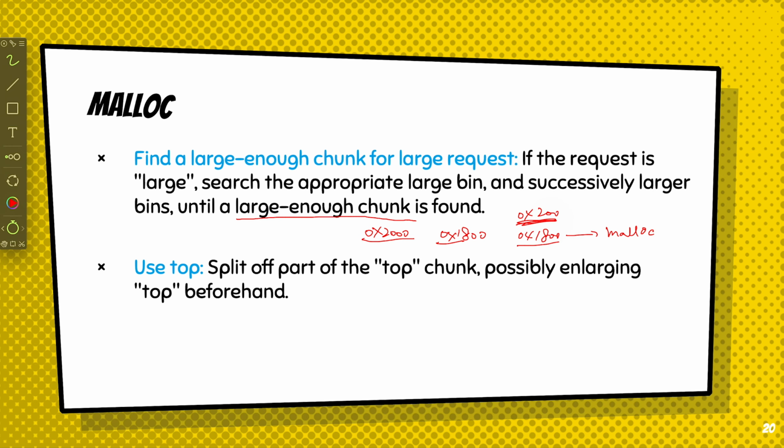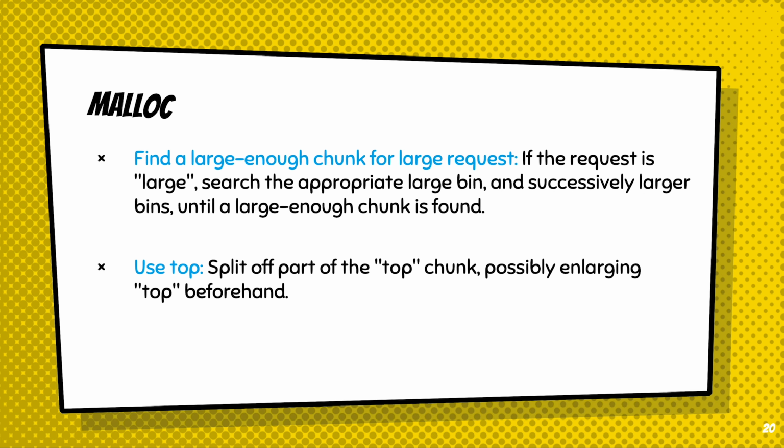And then finally, if none of the previous steps work, that means we really need to look into the top chunk, which is a big chunk that is currently still available. So we cut the part from the top chunk and return that to malloc. And if the top chunk is not even large enough, that's the moment we need to enlarge the top. That's why we probably have an extra heap, so that we can use a new heap to allocate this specific malloc request. All right, so that's pretty much about bins.